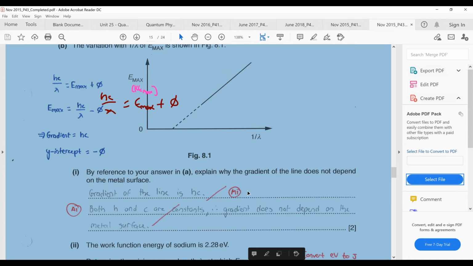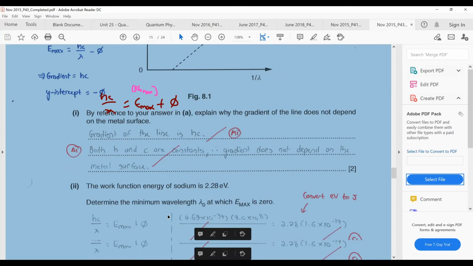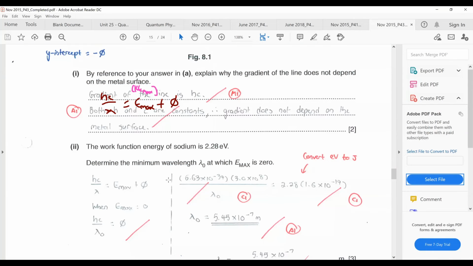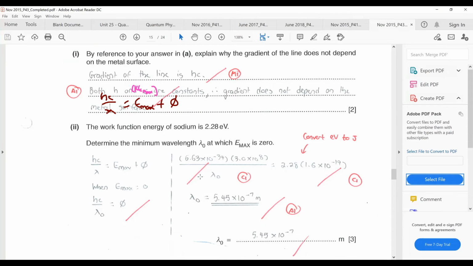Alright, so that part is fine. Then you go on to the second part where they tell you this. The work function energy of sodium is 2.28 eV. Find out the minimum wavelength lambda naught at which Emax is 0. They're actually asking you to find the threshold wavelength.